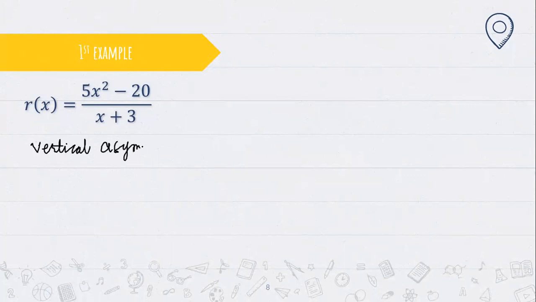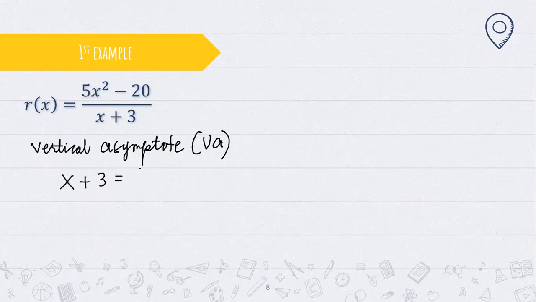O, pag tamad kayo magsulat class sa inyong assessment, pwedeng VA na lang. Alam ko na yan. Okay? So vertical asymptote natin will simply equating our denominator to 0. So x plus 3 is equal to 0. Simply equate that and simplify that. So x is equal to negative 3. Ayan na siya.